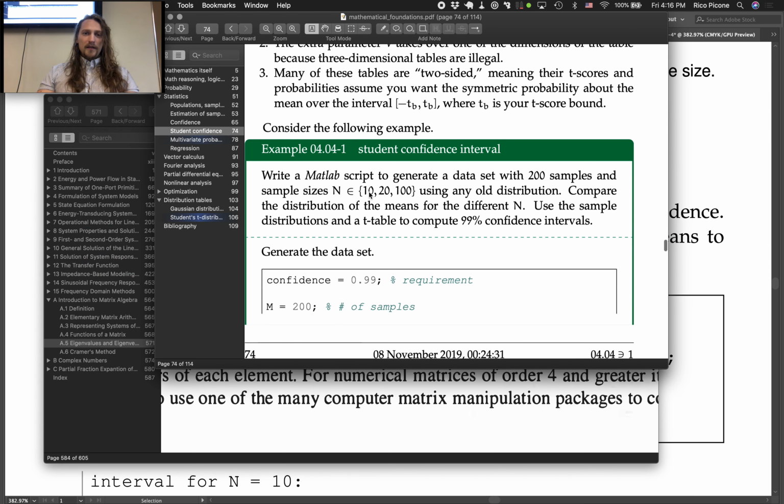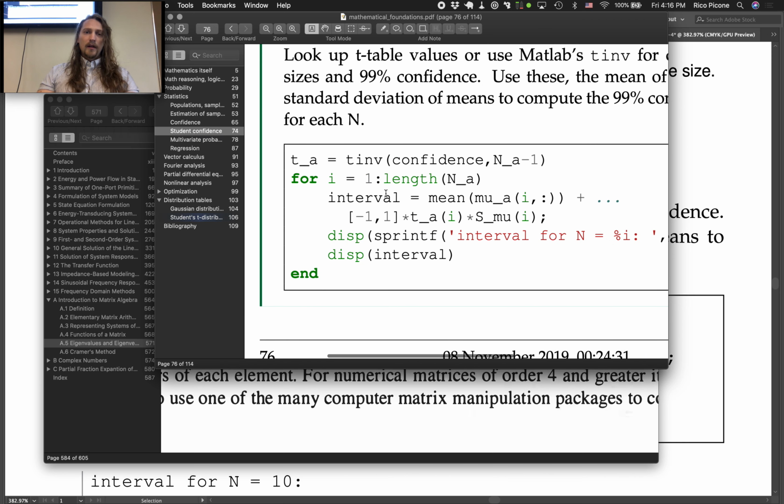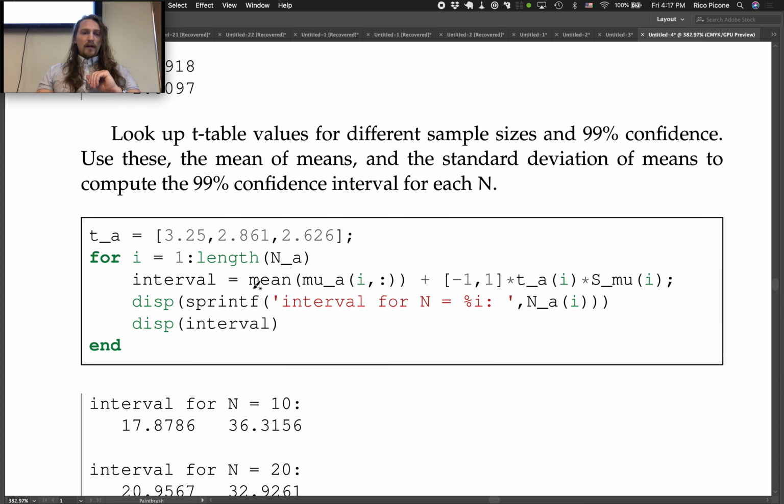Where I use the tinv function, a MATLAB function. What tinv does is it looks up based on your confidence level. So 99% is what confidence is equal to in this. And you give it the degrees of freedom. So for each degree of freedom, we have 10, 20, 100, each of them minus one. So we give them TA, so these are the T scores for 99% confidence and degrees of freedom 9, 19, and 99. And we use that to compute the interval.